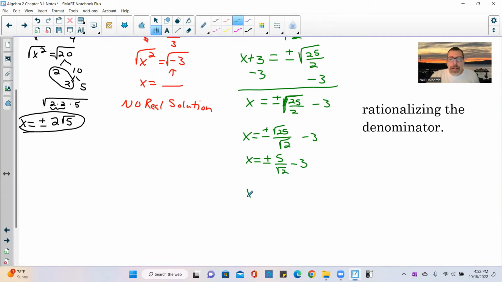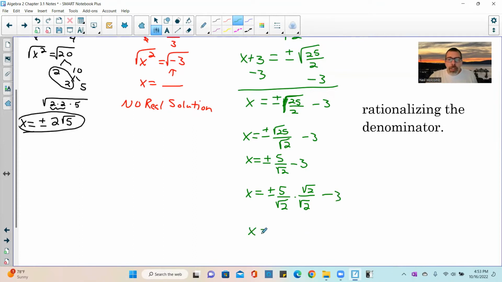In order to get rid of that square root of 2 underneath, we're going to multiply 5 over the square root of 2 by the denominator, square root of 2 over the square root of 2, because anything divided by itself is 1. So this will not change the value of this. And then we're going to still have this minus 3 over here.